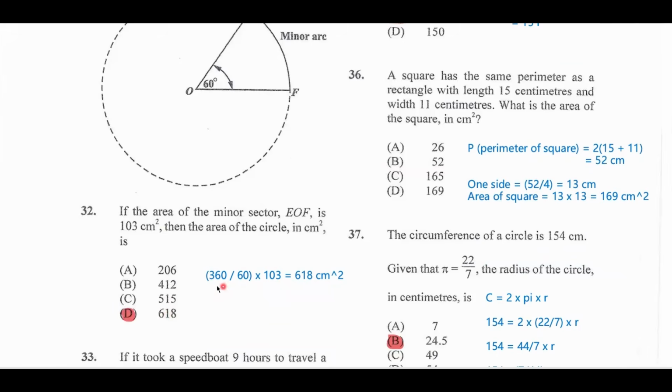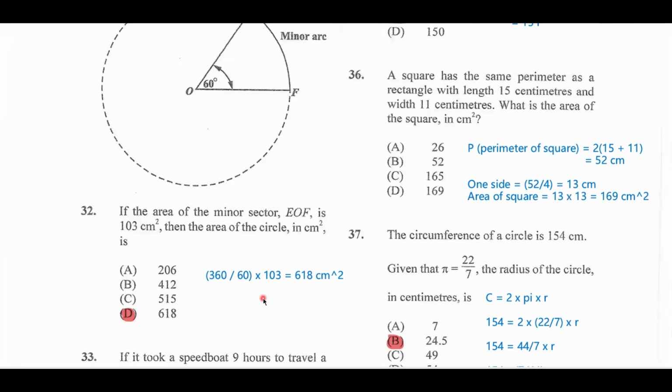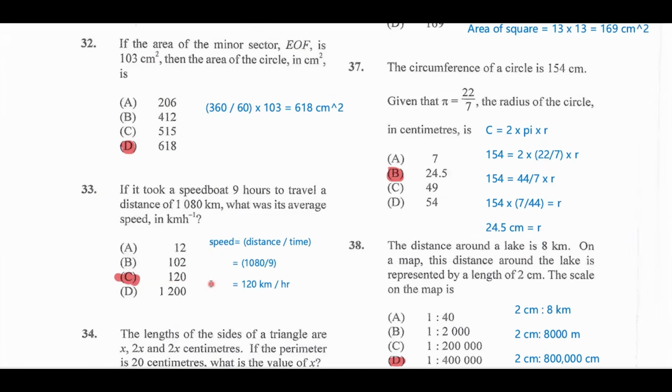Okay, so simply put, we divide 360 by the angle of the minor sector, that's 60. So it's 360, which is the number of degrees in the circle, divided by 60. So you find how many slices you will get in the entire circle. So that's why you divide by 60. And you multiply by the area of one slice, which is 103. And we all know 60 into 360 is 6. 6 times 103 is 618. That's D.